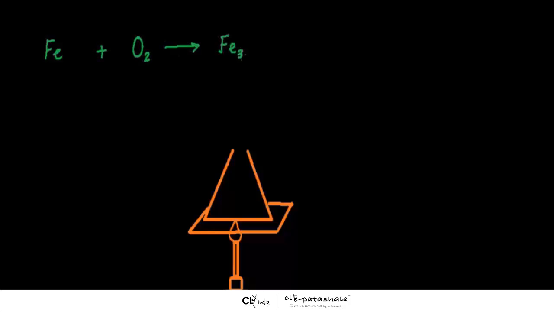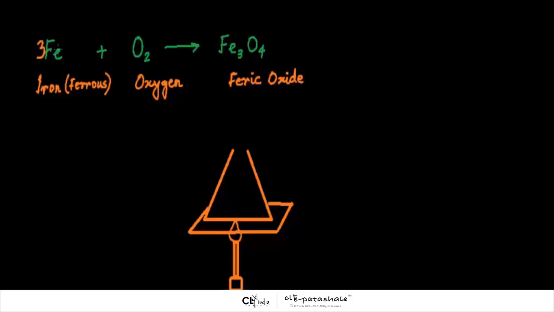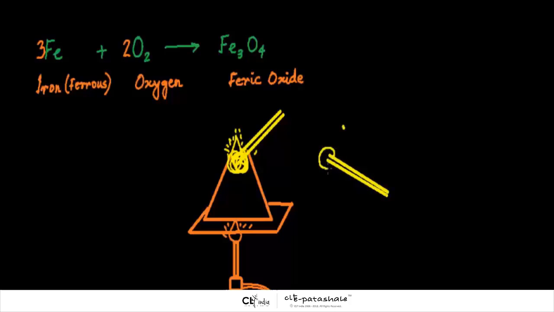Fe plus O2 gives Fe3O4, where Fe is iron, O2 is oxygen, and Fe3O4 is ferric oxide. Let us balance this equation. After balancing, we'll get the final equation as 3Fe plus 2O2 gives Fe3O4.